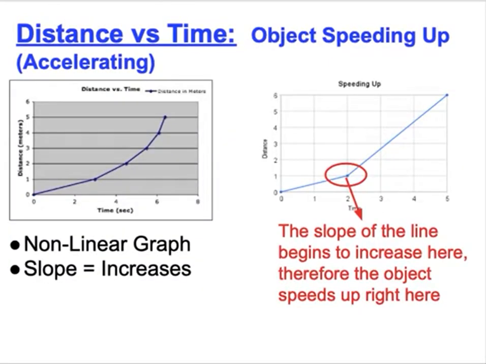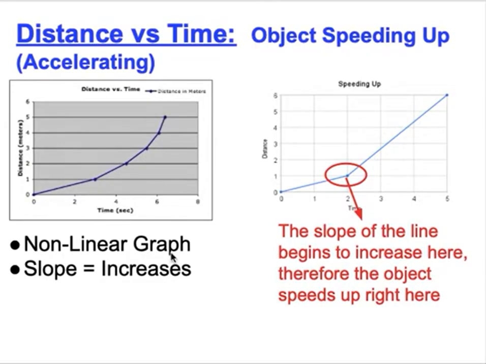Now let's look at a distance versus time graph for an object that is speeding up. Now we're talking about something that is accelerating. It's going to look different from the graph we just saw. In the constant speed graph, it was a straight line. What you'll notice with an object speeding up is that the graph gradually gets more and more vertical. We call this a nonlinear graph.